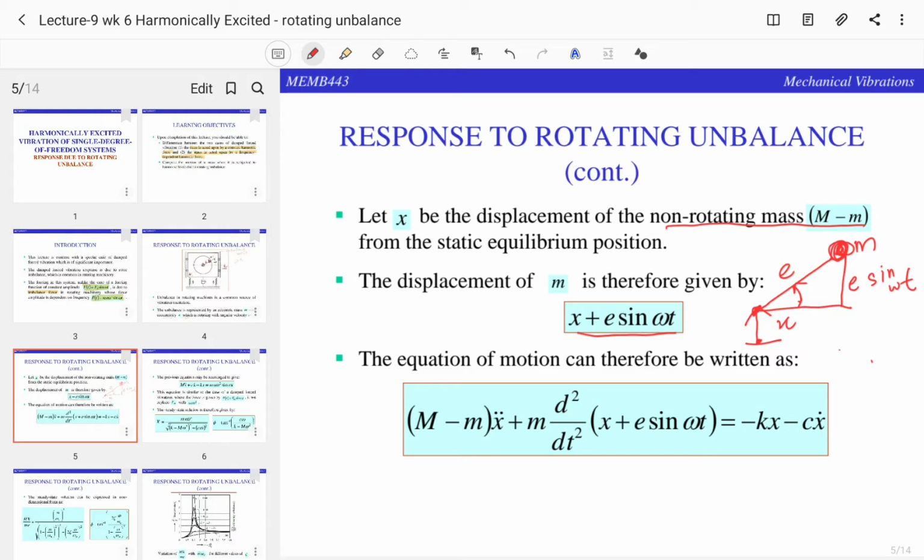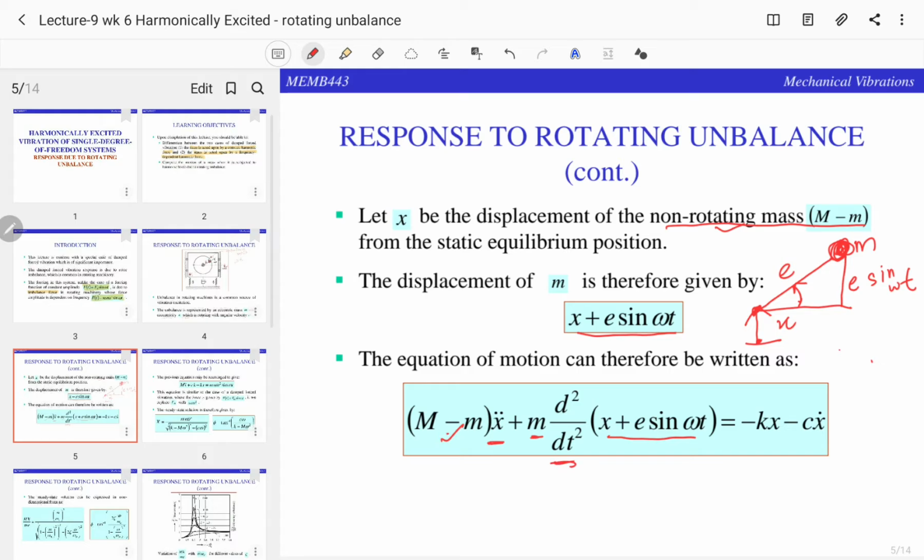So the way to write the equation: the mass that we are interested in is the non-rotating mass, which accelerates at x double dot. Then you are talking about this small m, the unbalanced mass, which you cannot write as x double dot because it's not. It is both x and e sine omega t. So in order to put in the correct notation in terms of second derivative, we have to use this notation.